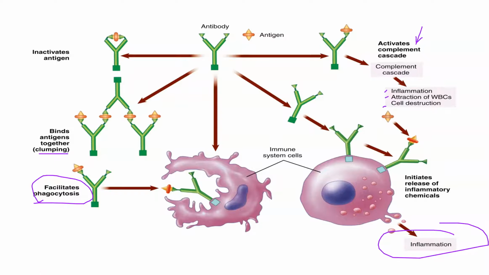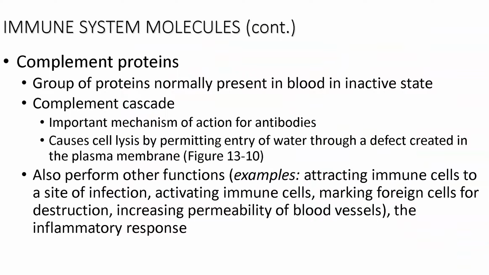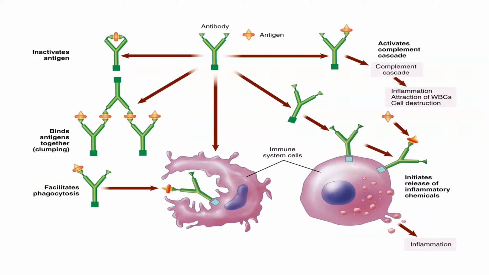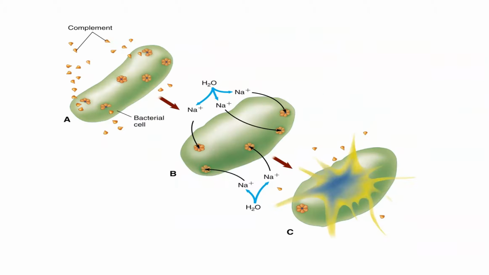So antibodies are really, like I said, molecular watchdogs. Complement proteins, we already talked about these a little bit, but I just want to briefly review it again. Complement cascade, remember that word cascade? It's a mechanism of action for antibodies. It causes cell lysis, or breaking down, exploding, destruction, by permitting entry of water through a defect created in the plasma membrane. So these complement proteins are very important in helping start this whole antibody-antigen complex system. You have the complements, and then these stick pores in and destroy the cells. Again, that is non-specific, but I did want to bring it up because sometimes antibodies can activate that system.